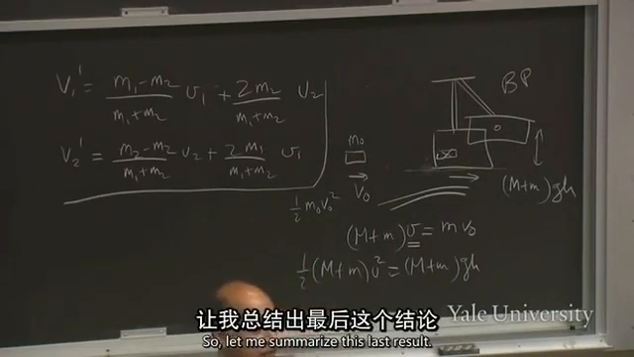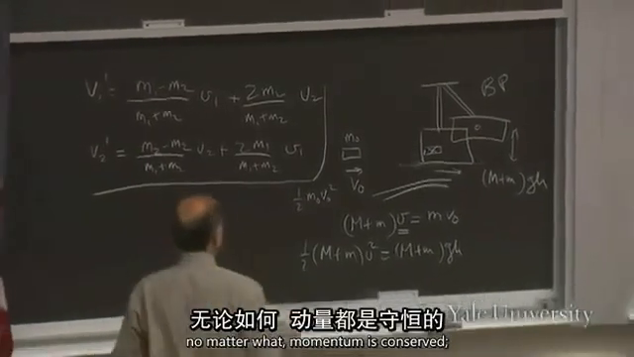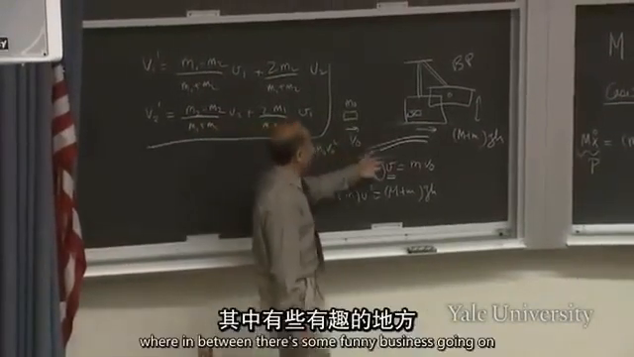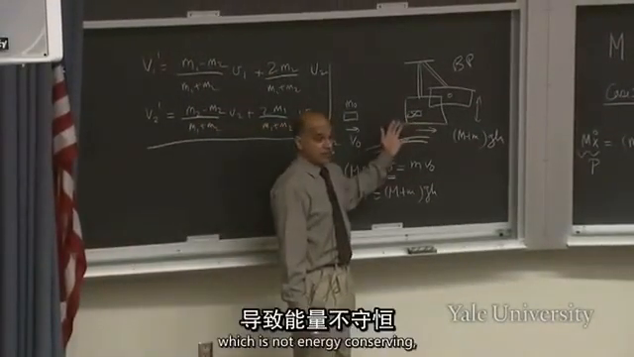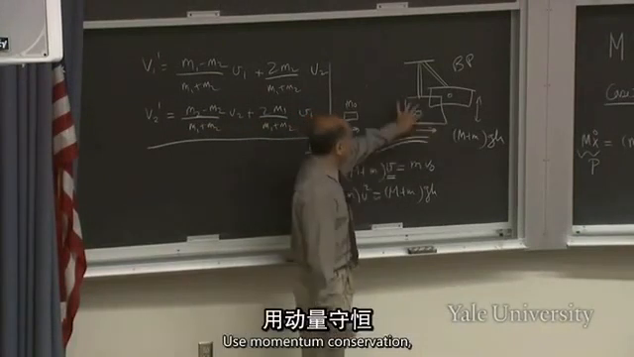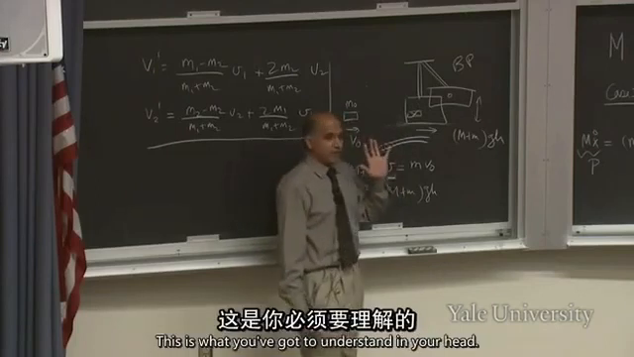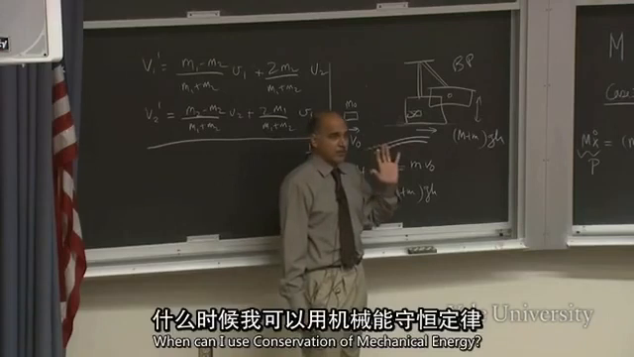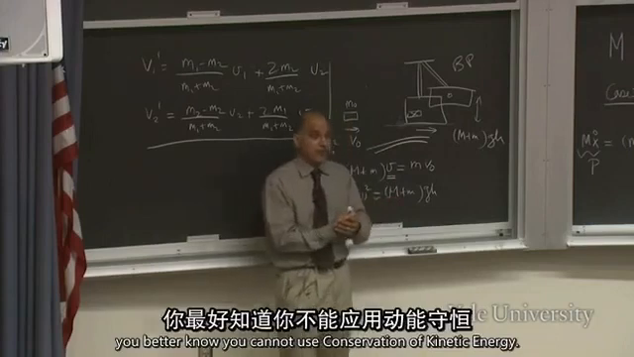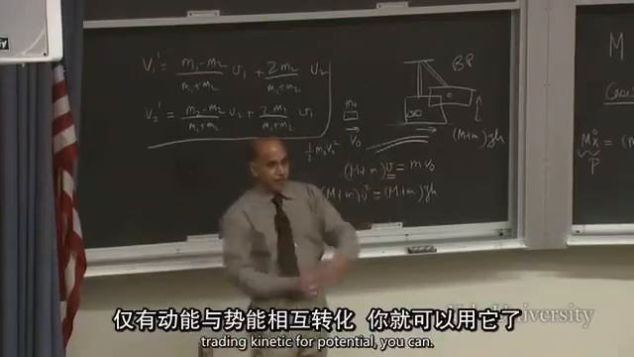So let me summarize this last result. In every collision, no matter what, momentum is conserved. Energy may or may not be. And if I give you a problem like this, where in between there's some funny business going on which is not energy conserving, don't use energy conservation from start to finish. Use momentum conservation, find the speed of the composite object. This is what you got to understand in your head. It's not just equation. When can I use conservation of mechanical energy? When can I not? A bullet ramming into a chunk of wood, you better know you cannot use conservation of kinetic energy. But once the combination is going up, trading kinetic for potential, you can.